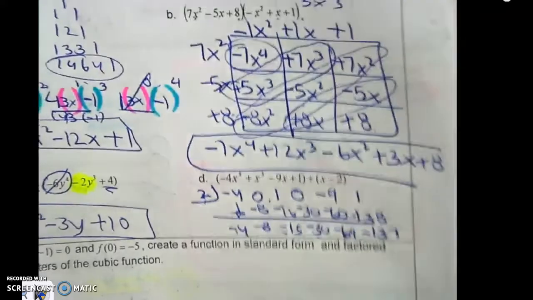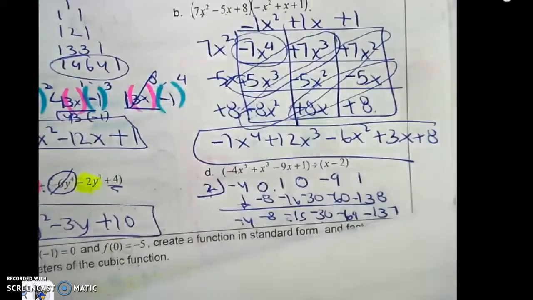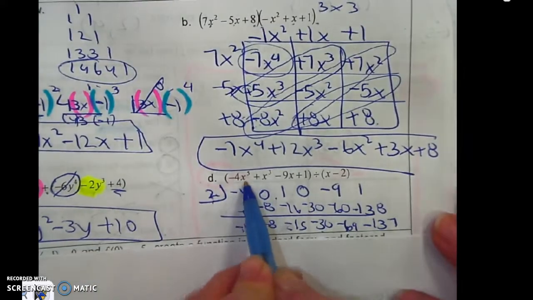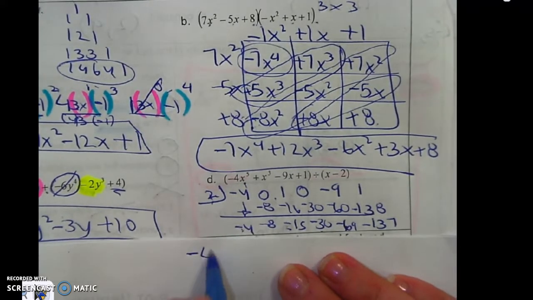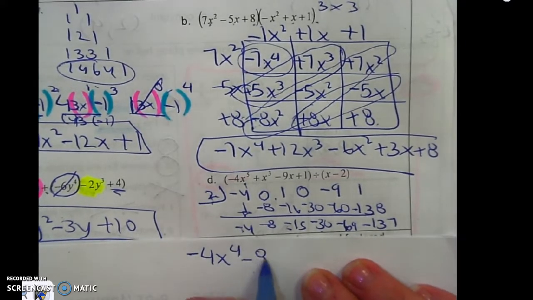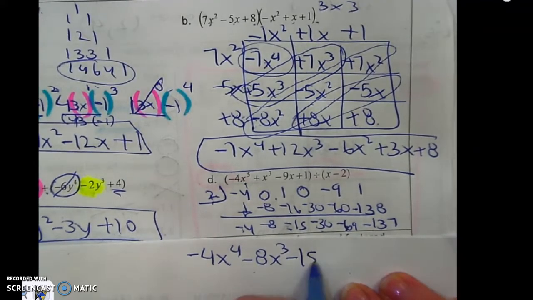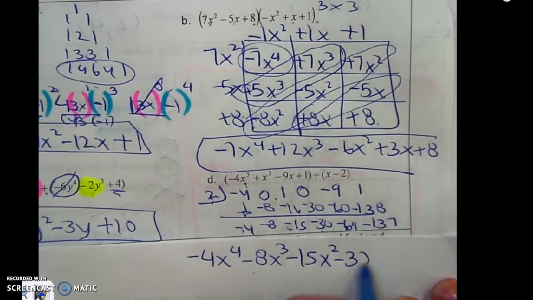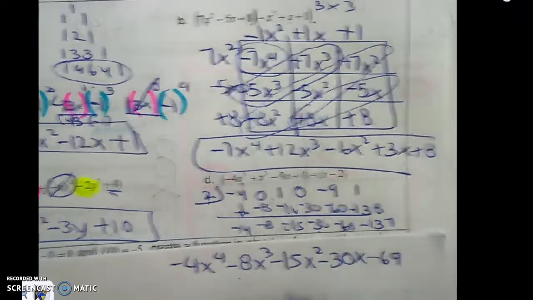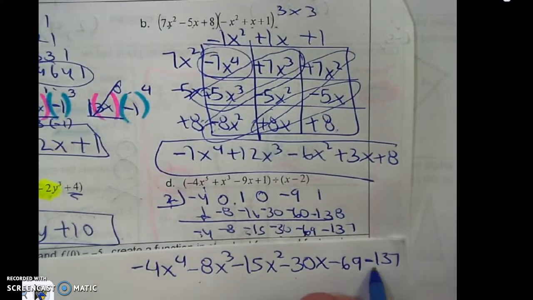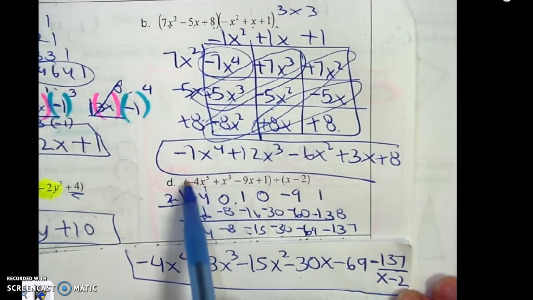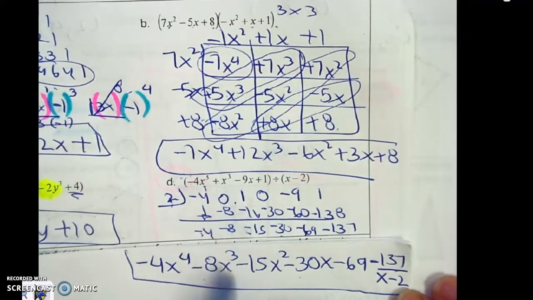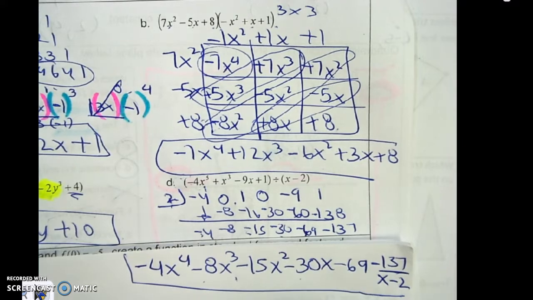So now I'm going to start going on to a piece of scratch paper. And I know if I had an x to the fifth, but I took out an x, I'm left with x to the fourth. So negative 4x to the fourth minus 8x cubed minus 15x squared minus 30x minus 69 minus 137 over x minus 2. And this is my answer. I would definitely take this, write it exactly how it is, graph it, and then graph that one, make sure they're on top of each other.